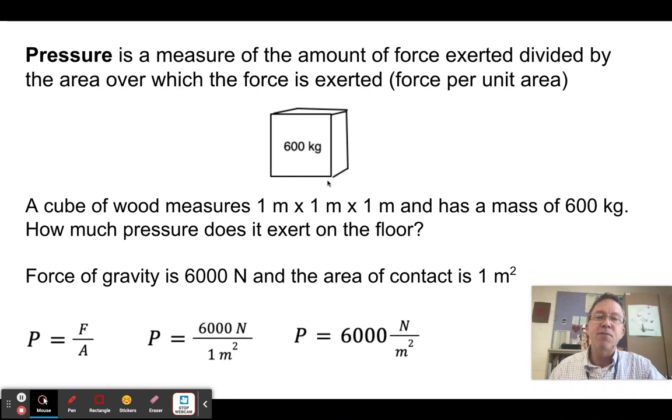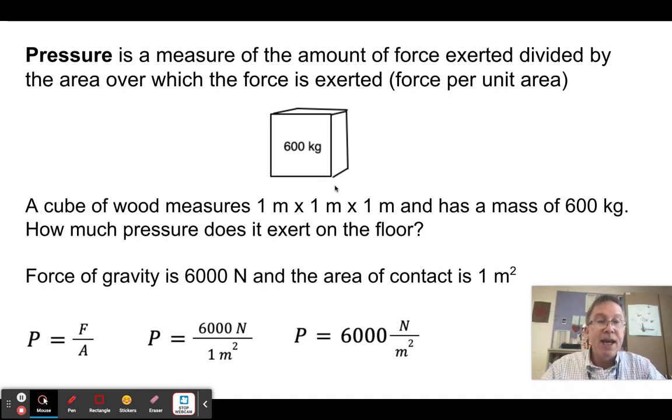For instance, look at this. Let's say I have a cube, and I tried to draw a cube. I am not an artist. This is a terrible cube. But anyway, this cube measures 1 meter by 1 meter by 1 meter, and it's made out of wood. So I have 600 kilograms of wood here. So what is the pressure that this would exert on the floor?